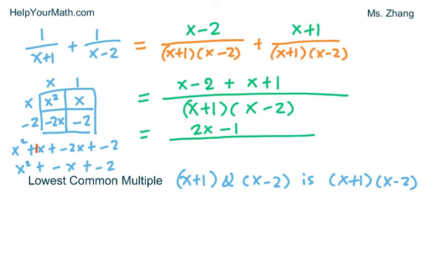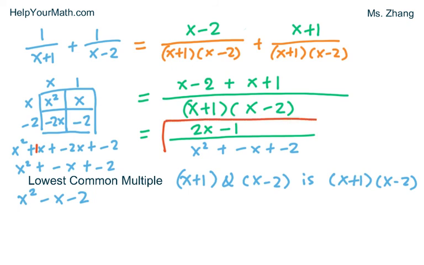So that means the product of x plus 1 and x minus 2 can be written as x squared plus negative x plus negative 2. Or some people prefer to write subtraction, that's fine. So you just write it as x squared minus x minus 2. So the final answer of this problem is 2x minus 1 over x squared minus x minus 2.